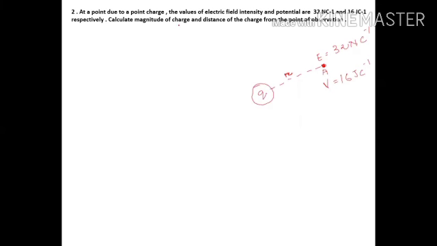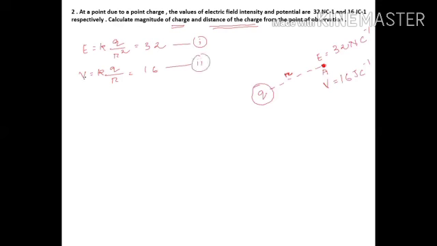So what is asked, you have to find the magnitude of charge, that means the value of charge here, and the distance of the charge, that means this R value you need to find. Okay, so we are going to use the equations, and then we are going to solve it. The electric field we have as KQ by R square. This value is 32. Okay. We give this equation 1. And potential is known to us as KQ by R, which in this case is 16. We can give this equation 2.